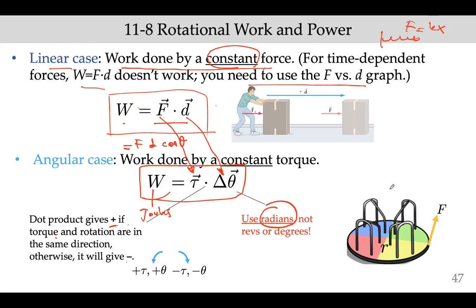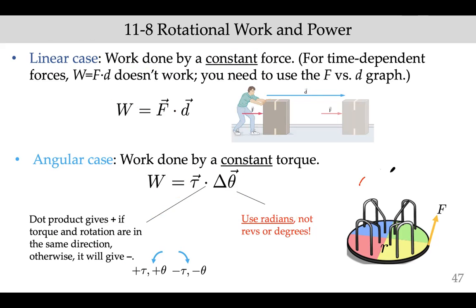Let's say this object is already rotating in the counterclockwise direction, so the change in angle is in this direction, and the torque for this force will also be in this direction. Since delta theta and the torque are in the same direction, you will use a positive sign. But if this was rotating in this direction with some angular speed, that means the change in theta is clockwise, but the torque because of this force will again be counterclockwise. Since they're in opposite directions, you would use a negative sign here.